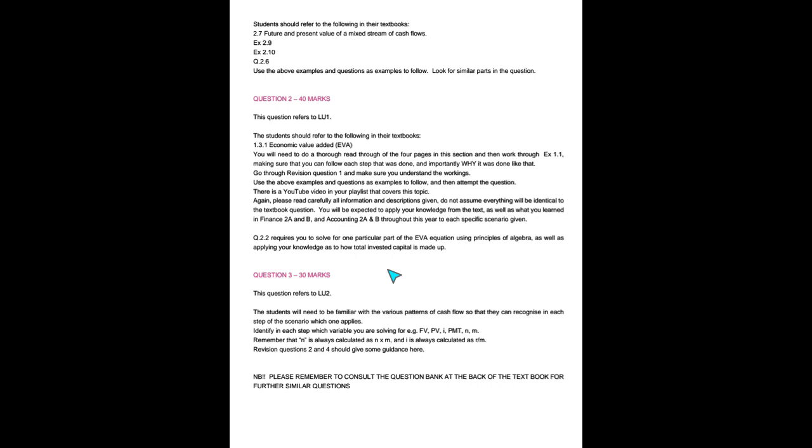You have to do the exact calculations as in example 1.1. So every time you've got to calculate EVA, you have to calculate NOPAT, which is profit after tax plus and minus the adjustments, and you have to calculate your new adjusted invested capital, which is your opening invested capital plus or minus any adjustments.